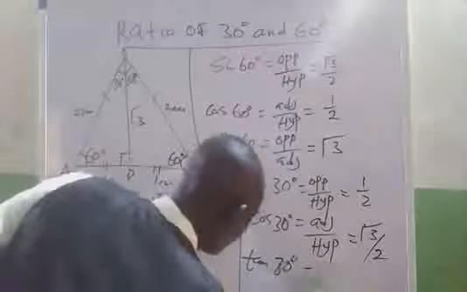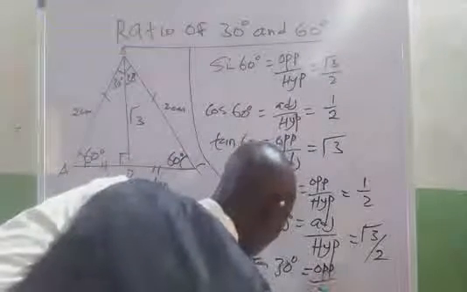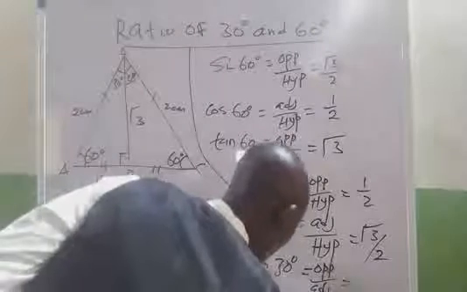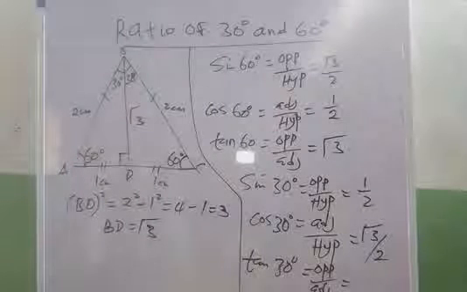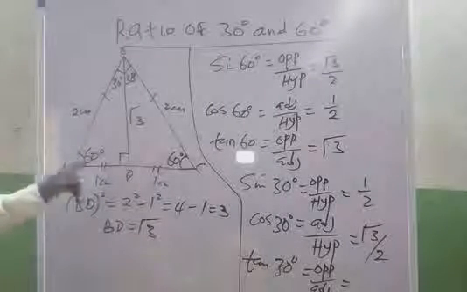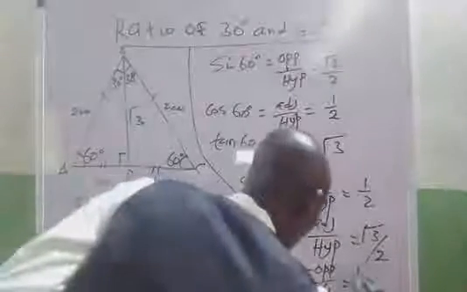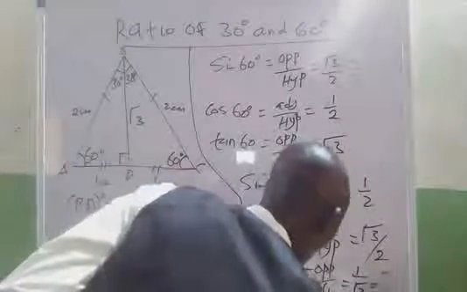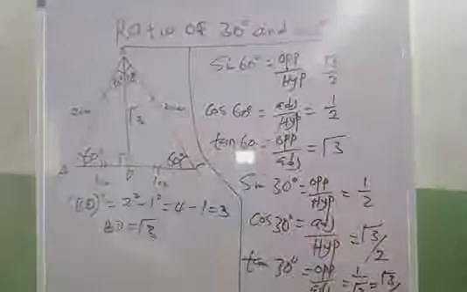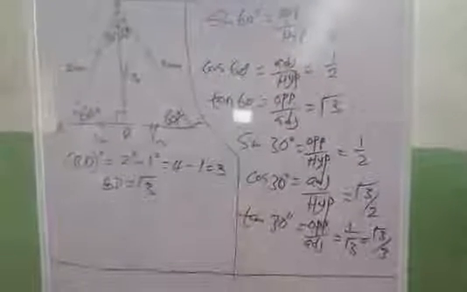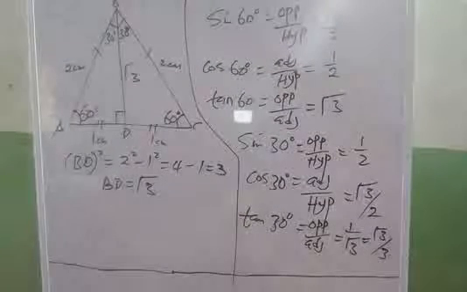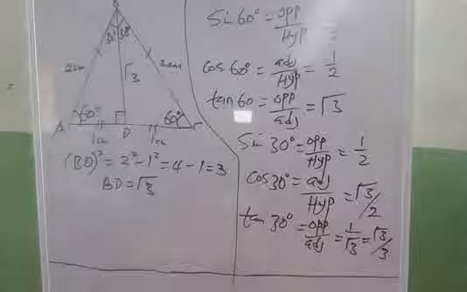Then lastly, we have your tan 30 degrees. Tan is what? Opposite over adjacent. This is opposite, this is adjacent, which is 1 over root 3, and that will be root 3 over 3. So this is the ratio of angle 30 degrees and 60 degrees. Quickly we move into the ratio of angle 45 degrees.